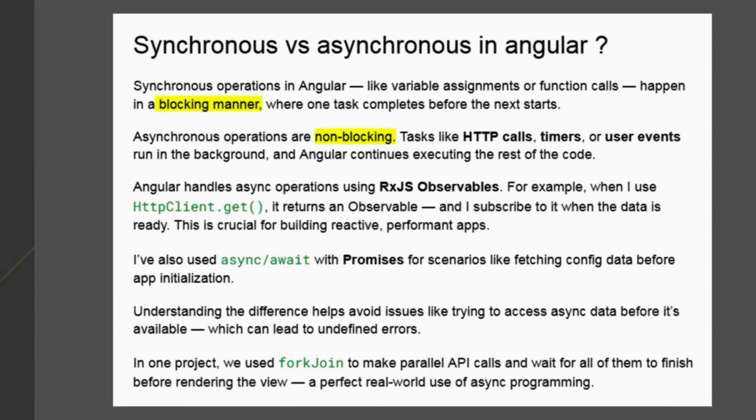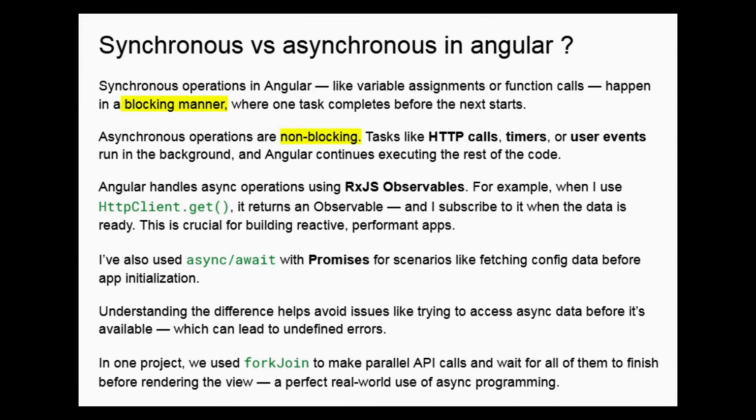What is synchronous and asynchronous in Angular? Synchronous operations in Angular, like variable assignment or function calls, happen in a blocking manner where one task completes before the next starts. Asynchronous operations are non-blocking. Tasks like HTTP calls, timers, or user events run in the background, and Angular continues executing the rest of the code.